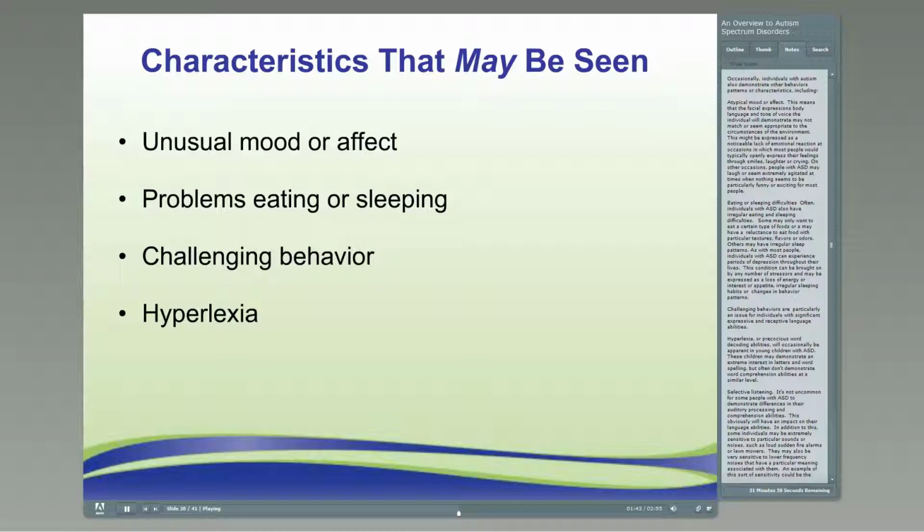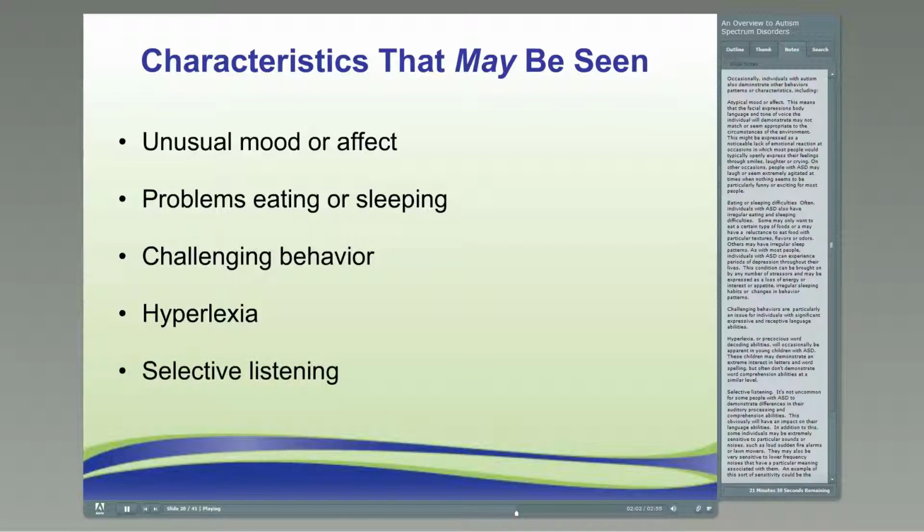Hyperlexia, or precocious word decoding abilities, will occasionally be apparent in young children with ASD. These children may demonstrate an extreme interest in letters and word spelling, but often don't demonstrate word comprehension abilities at a similar level.